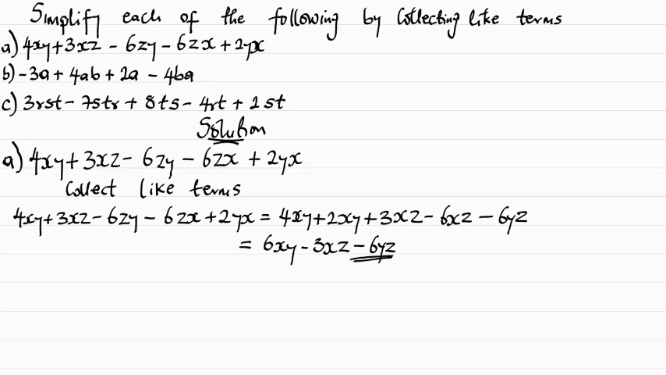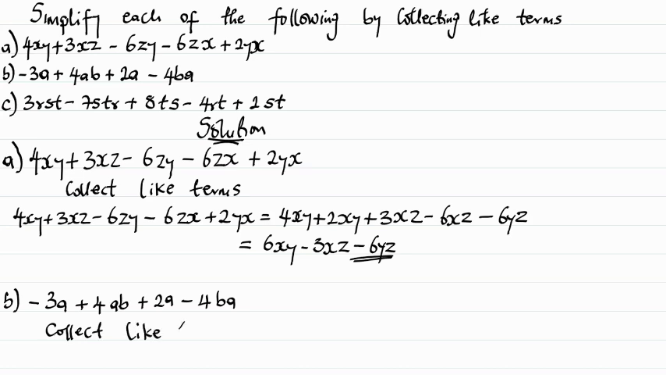Now we'll move quickly to the B part. We are given minus 3a plus 4ab plus 2a minus 4b. Now we're asked to collect like terms, hence we quickly write below here. Collect like terms.